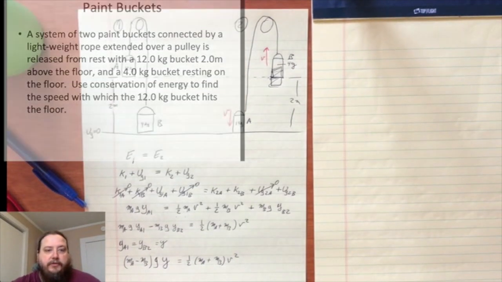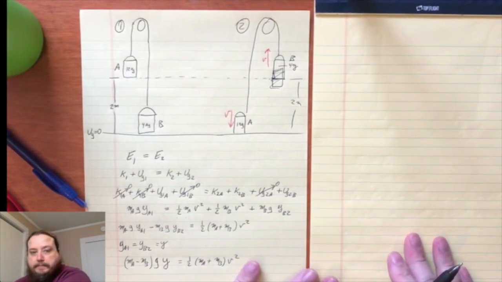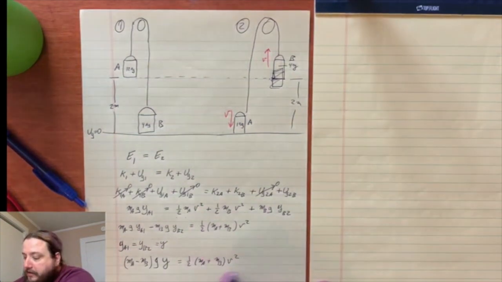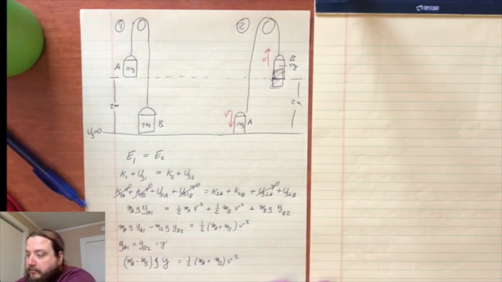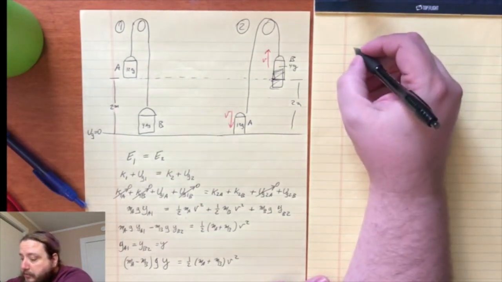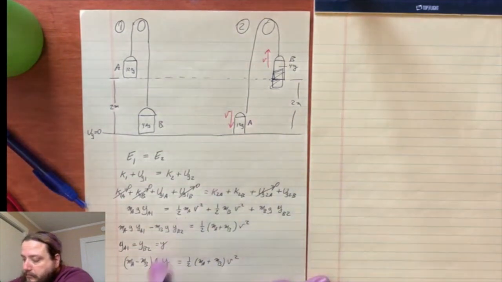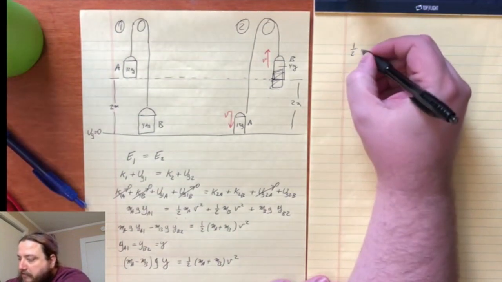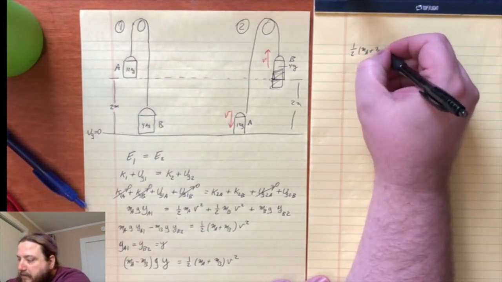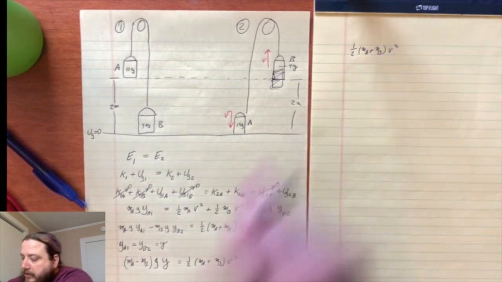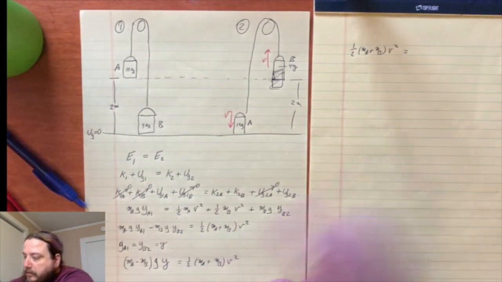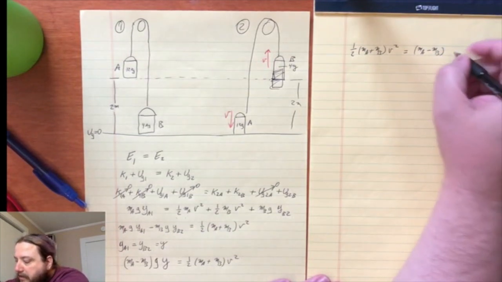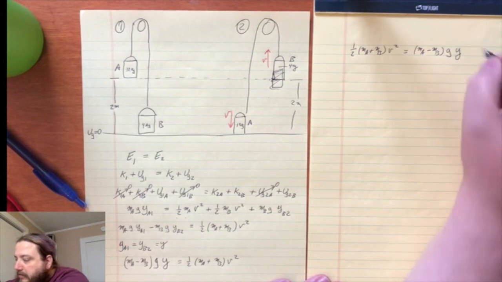And we can just hide that for the moment. So now we're going to continue solving this equation for the speed here. Let's just rewrite this equation. Now I'm going to flip the sides here. 1/2 mass A plus mass B v squared, that's this side, is equal to mass A minus mass B times gravity times height.